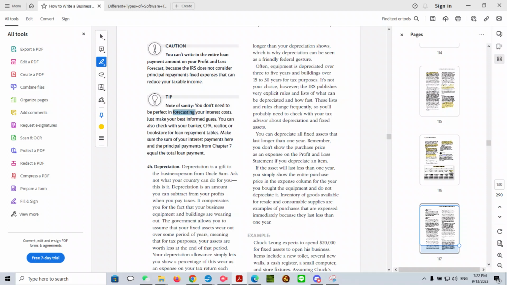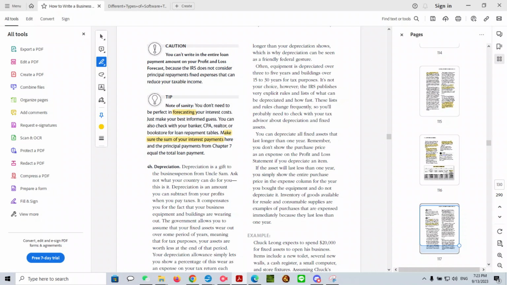Remember something, this is forecasting. You're trying to figure out what it's going to be based upon the previous information. Obviously, you can't forecast if you don't have information. See what I'm saying? Make sure of the sum of your interest payments. The sum is adding everything up. You want to add up all your interest payments. We're going to talk more about that in the next chapter about interest payments.